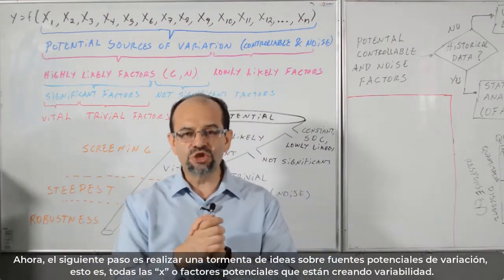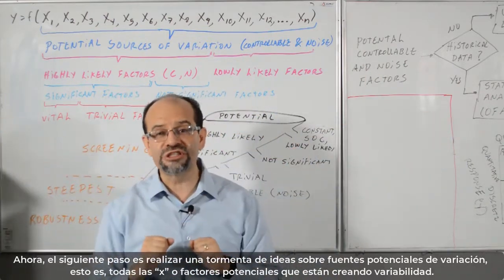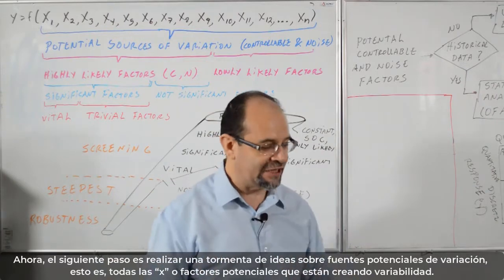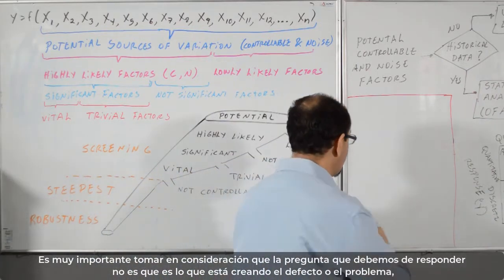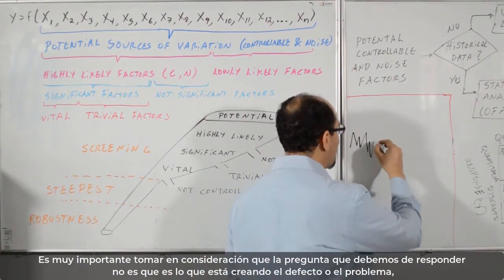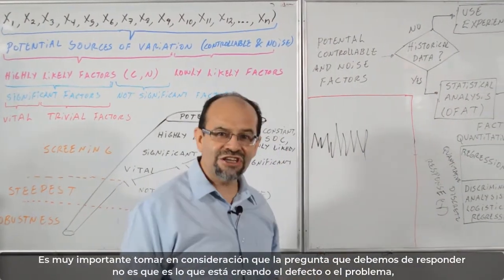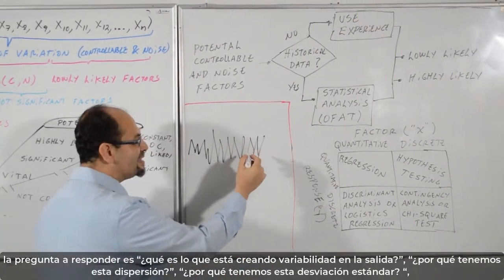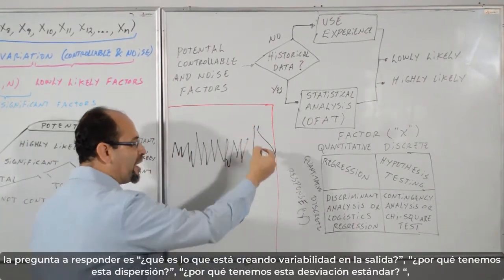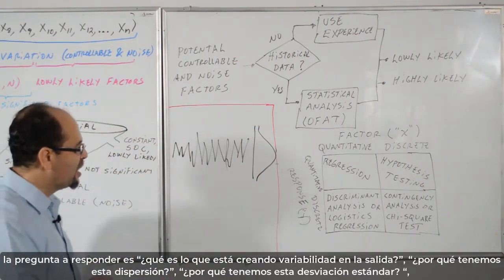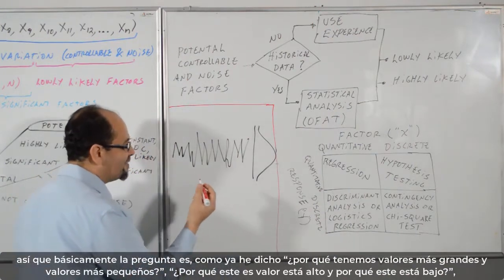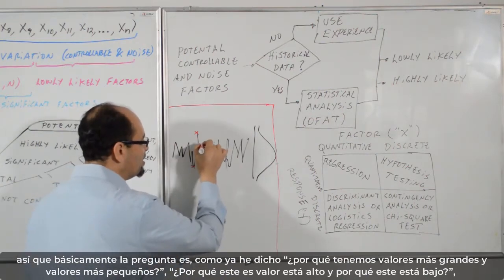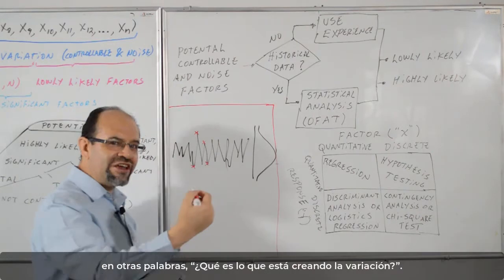Now the next step is to brainstorm several potential sources of variation, all the potential X's or potential factors that are creating variability. It is very important to take into consideration that the question we should ask is not what is creating the defect, what is creating the problem, but what is creating the variability, why we are having this spread, why we are having this standard deviation. Basically the question is why we are having this big value, why we are having this small value, why this is high, why this is low. So what is creating variation?